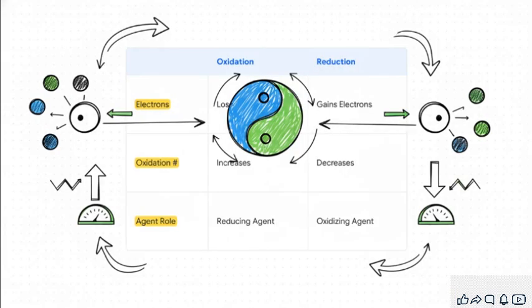So check this out. What's so cool here is how these two things are perfect opposites. You've got oxidation on one side. That's where you lose electrons. And when that happens, something called the oxidation number goes up. Just think of it like a scoreboard for electrons. Then, on the other side, you have reduction. That's when you gain electrons. And, you guessed it, the number goes down. They're literally two sides of the same coin. You can't have one without the other.